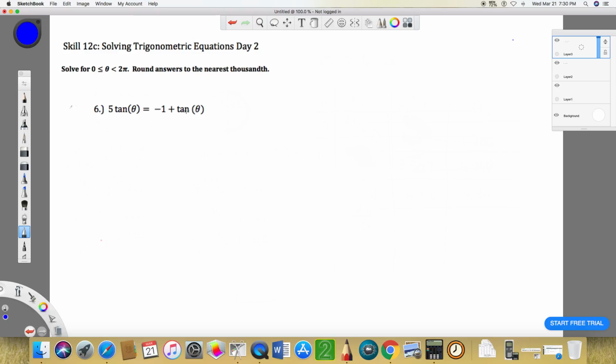Let's subtract tangent from each side. So then that would give me 4 tangent of theta is equal to -1, and let's divide by 4. So we have the tangent of theta is equal to -1/4. Now, if we look at the unit circle, our y/x ratios, we can't find a known value that has that ratio. So we're going to have to use the calculator, a scientific calculator.